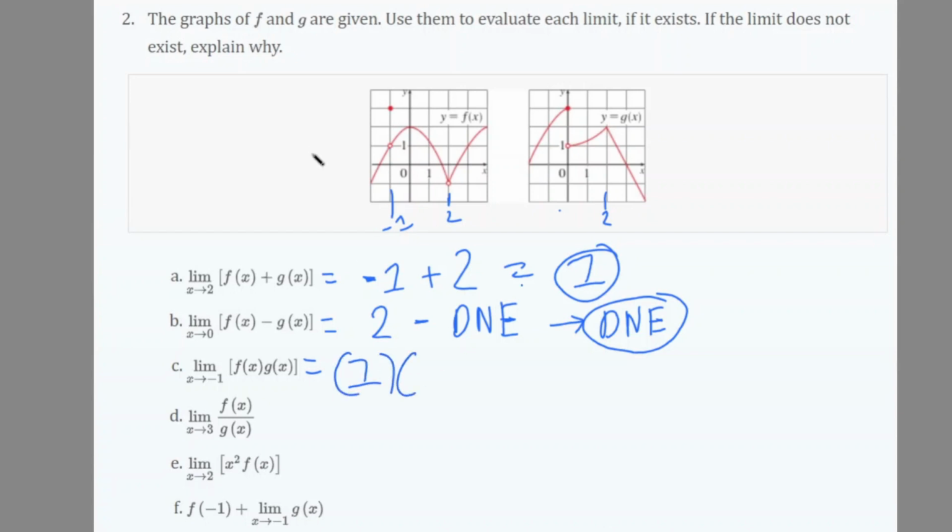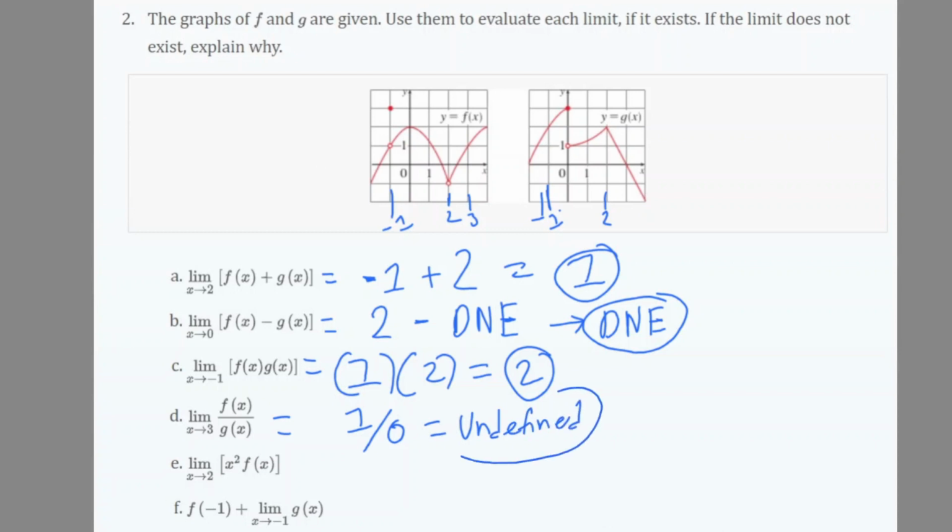And then for g(x), as it goes to negative 1, the graph reaches a y value of 2. So 1 times 2 is just 2. And then for D, as x reaches 3, which is right here, for f(x) as x reaches 3 is 1. And then on the denominator, g(x), as it reaches 3, it is 0. So this would just be undefined, because any number over 0 is undefined.